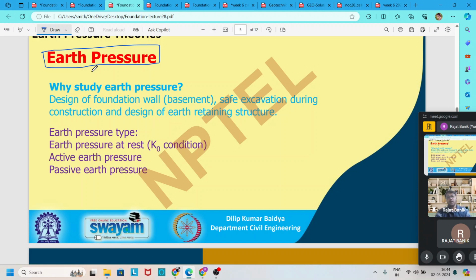There are different types of earth pressure. One is called earth pressure at rest, another is active earth pressure, and then passive earth pressure. For the different types of earth pressure, there are different earth pressure coefficients. For earth pressure at rest, the coefficient is K naught. For active earth pressure, it is Ka. For passive, it is Kp.